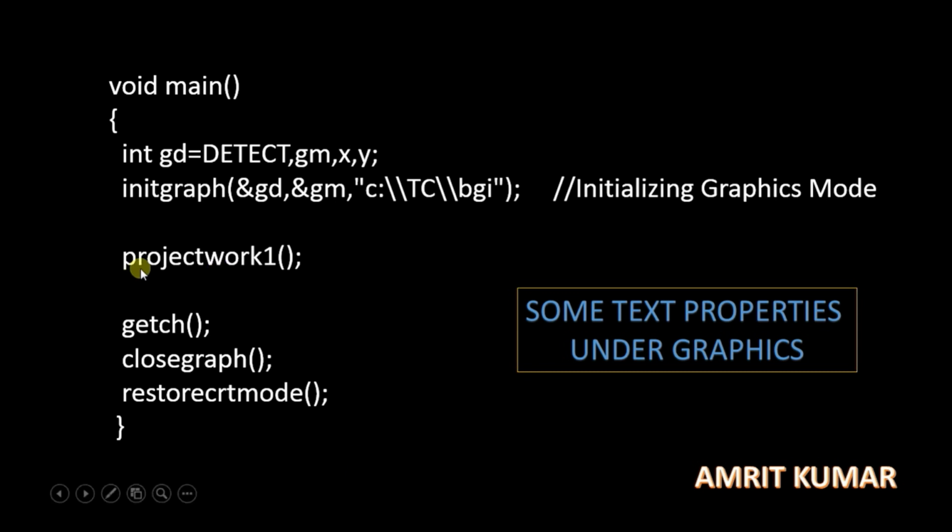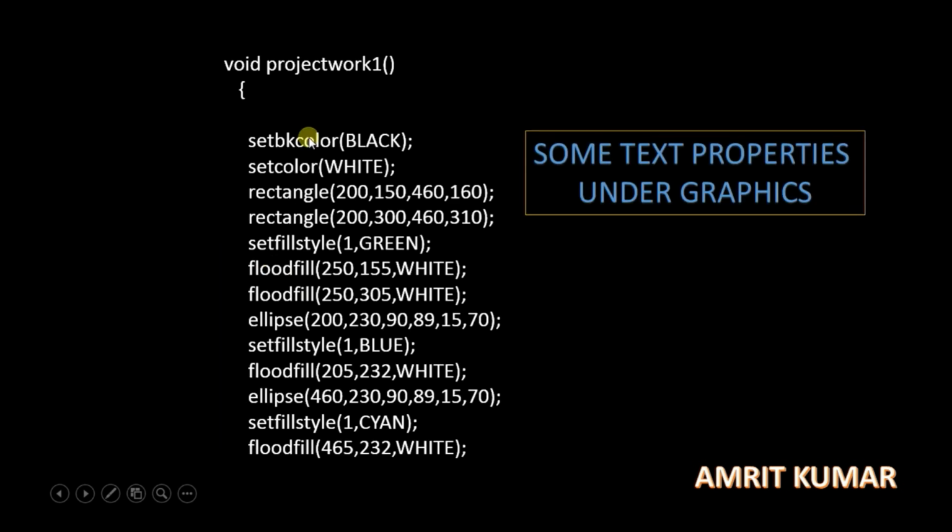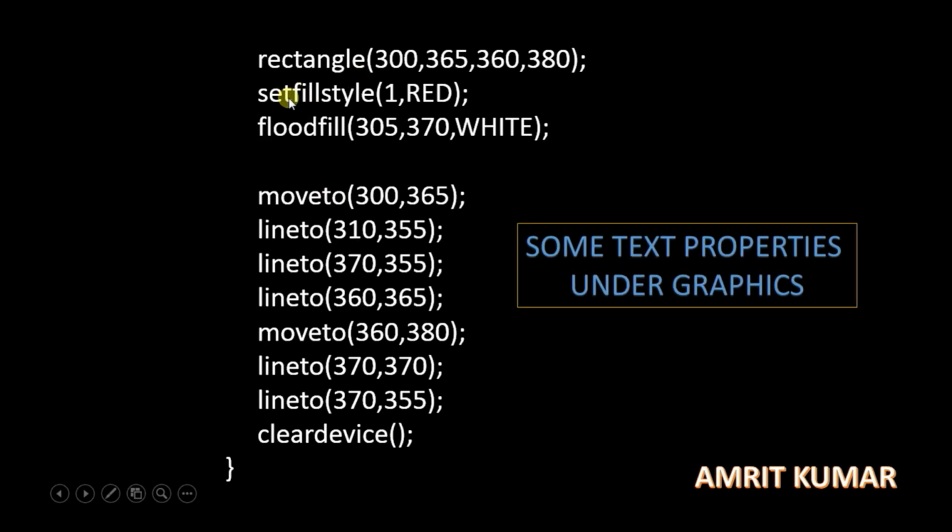After the execution of this function, it will display set bk color as black, set color as white, rectangle, set fill style, flood fill, ellipse, set fill style. This is the text property. Flood fill is also a text property. Ellipse, I have told you about the ellipse. Set fill style, flood fill, rectangle, set fill style, flood fill, move to, line 2 function, and clear device.